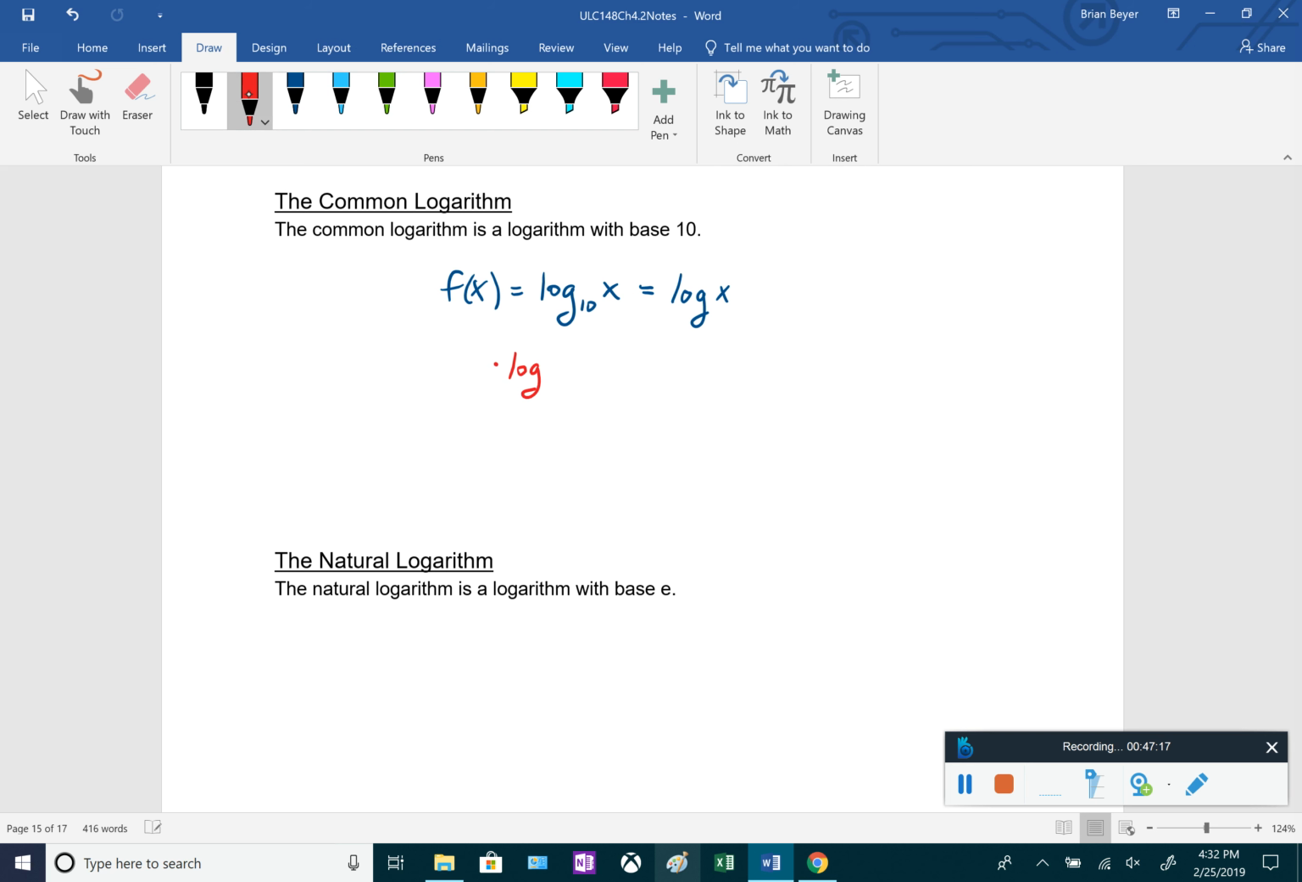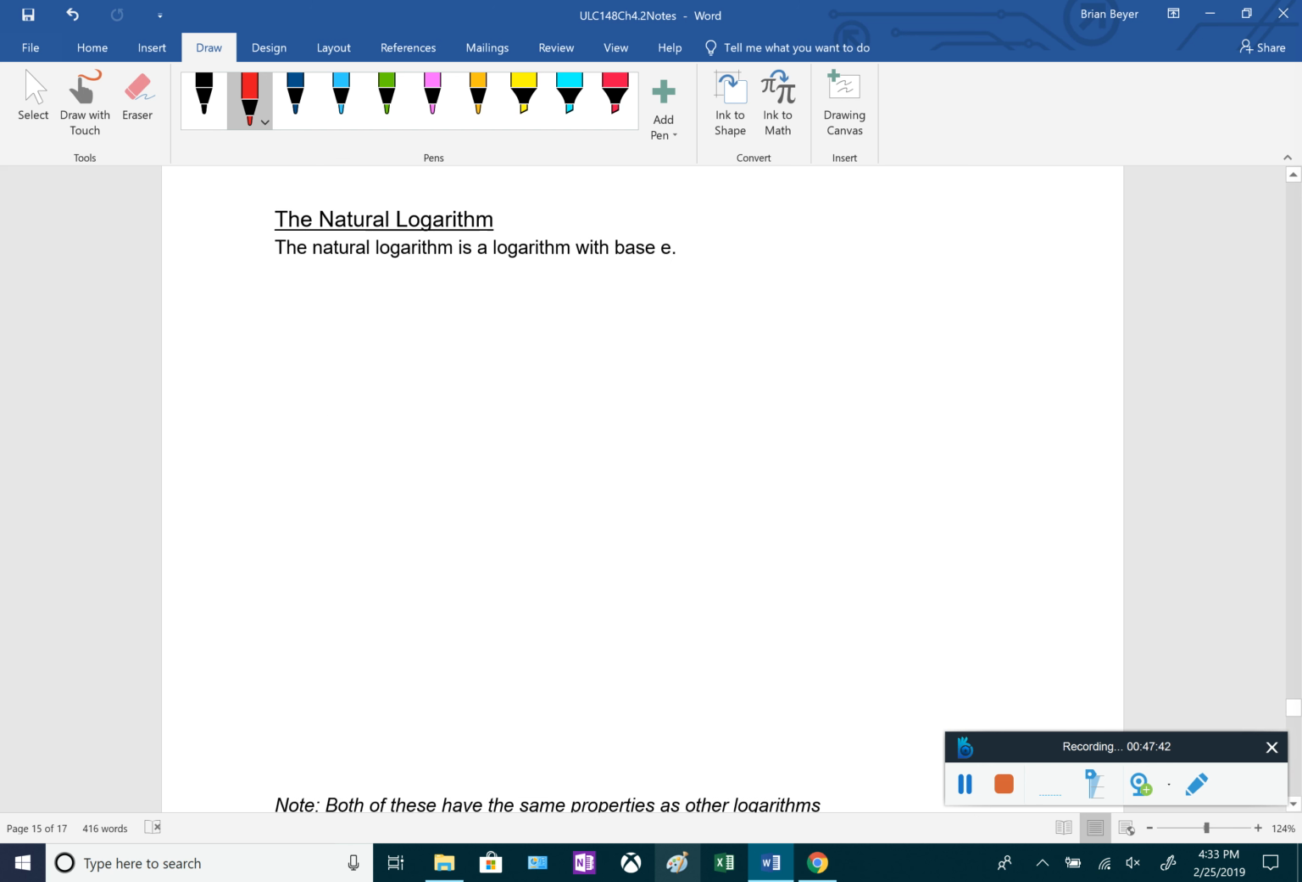Okay, so this is going to be log base 10 for a couple properties. And the inverse, it is going to be the inverse of, I'll call it g of x, g of x equals 10 to the x. So it's the inverse of an exponential because it's a log. It's base 10, so the inverse is 10 to the x. So that's the common logarithm.